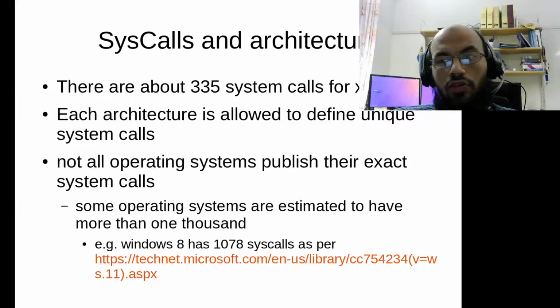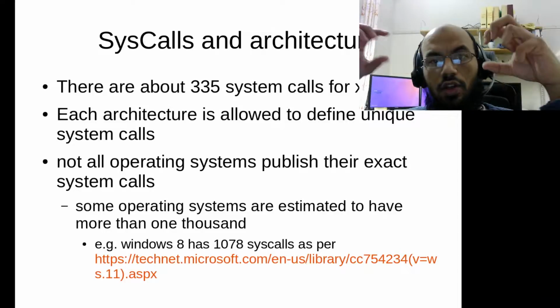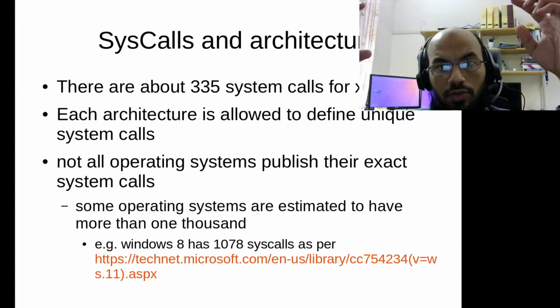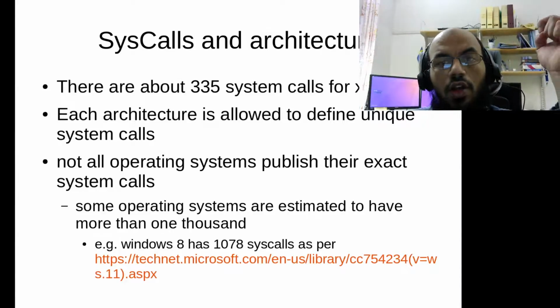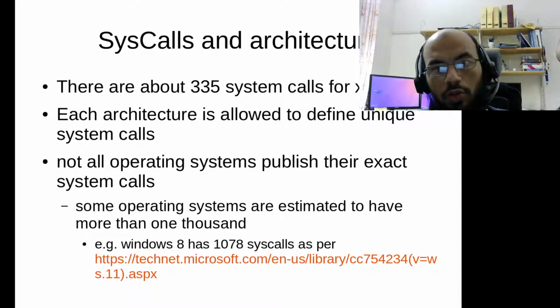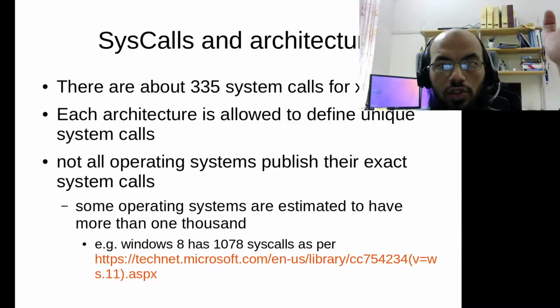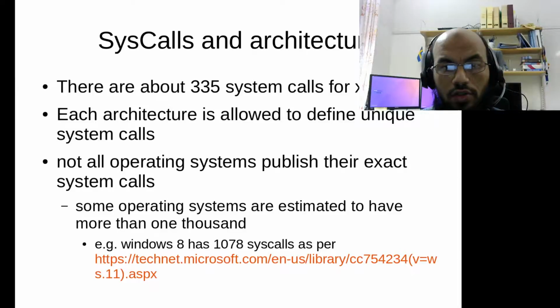So if we talk about the x86, your computer processor, versus the ARM64, which is the processor on Raspberry Pi, there is a difference between the different system calls. And for Linux, there are about 335 syscalls for the x86 architecture, which is basically a normal computer architecture. And that's for x86 only. So you might have a subset of that or a superset of that for other architectures.